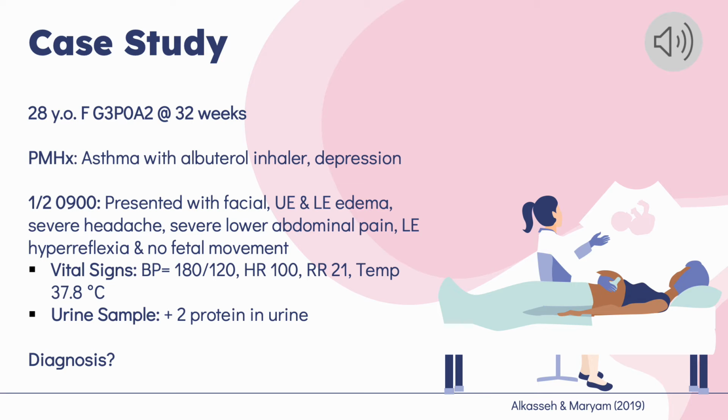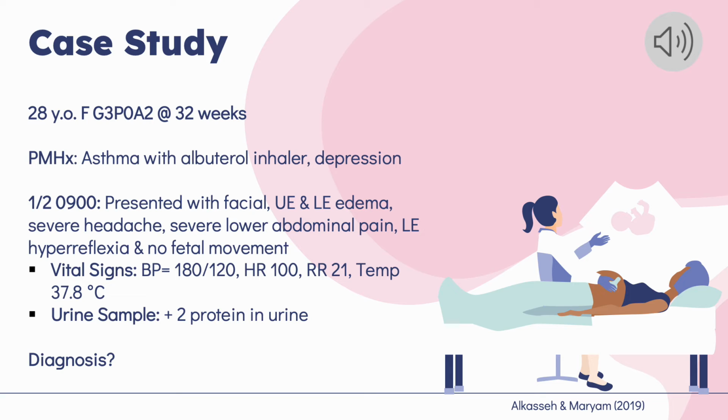So the case study that we'll be reviewing today is a 28-year-old female, gravida 3, para 0, abortions 2, at 32 weeks along. So she's had 2 miscarriages, one at 8 weeks and the other was an ectopic pregnancy. Her past medical history includes asthma that's controlled with albuterol and depression.